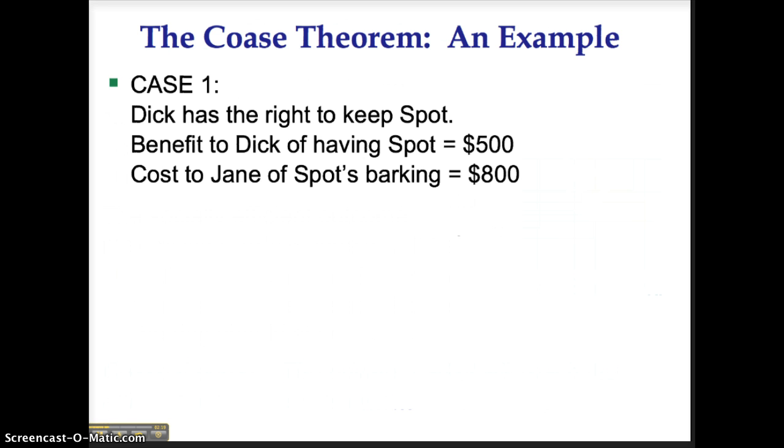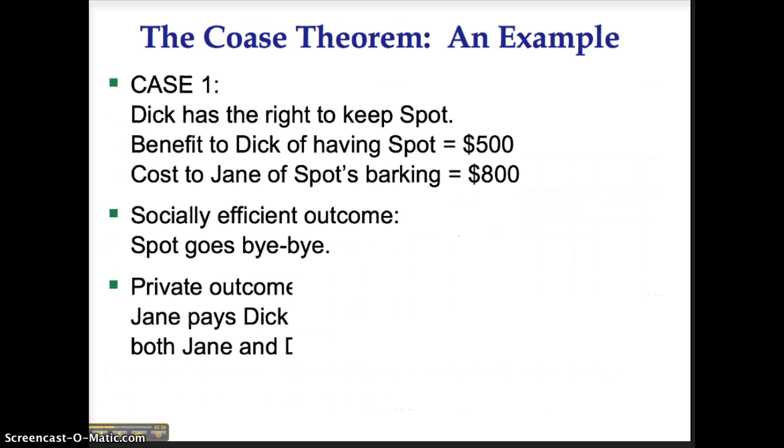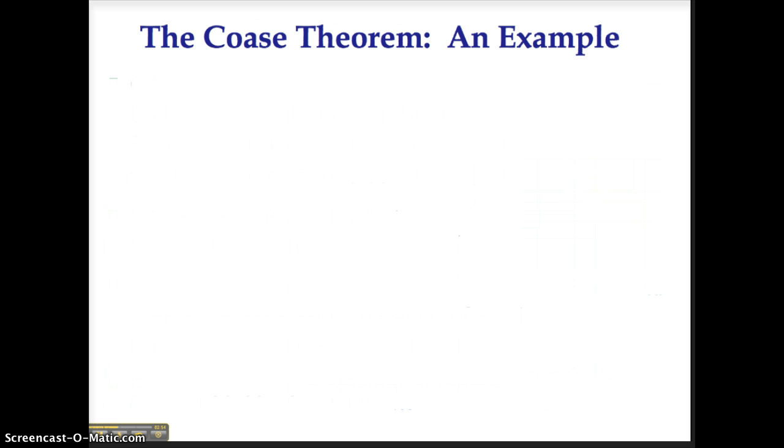Let's look at case 1. Suppose that Dick has the right to keep Spot. The benefit to Dick of having Spot is $500, and the cost to Jane of Spot's barking is $800. The socially efficient outcome would be for Dick to get rid of Spot. The private outcome is Jane pays Dick $600 to get rid of Spot, making both Jane and Dick better off. The private outcome is the same as the socially efficient outcome.